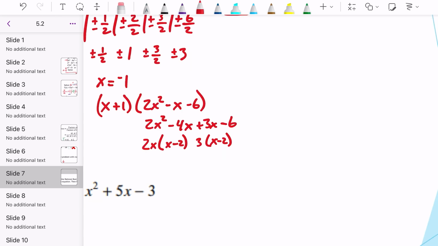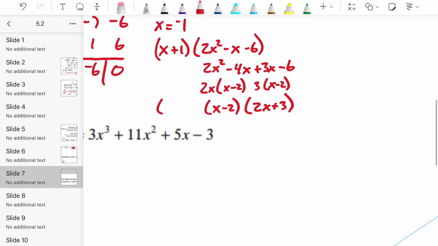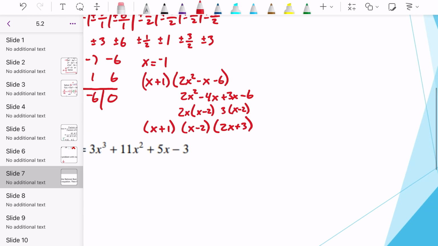So our factors here would be x minus 2 and 2x plus 3. The last remaining factor that we bring down is x plus 1. We're going to go ahead and set each one of them equal to 0. And in this case, x is equal to negative 1, x is equal to 2, and x is equal to negative 3 over 2 as our final answer.